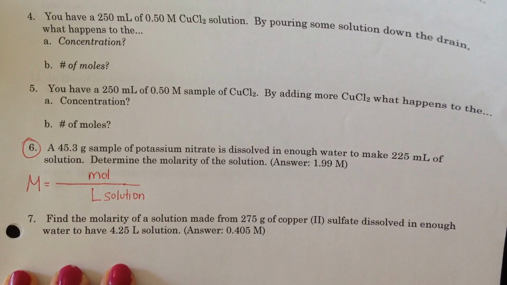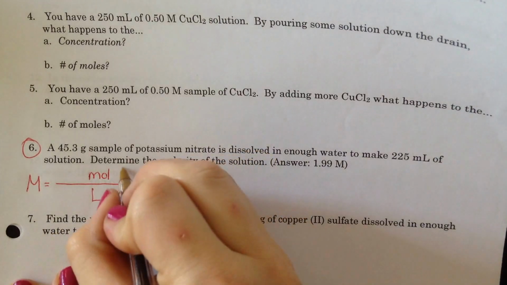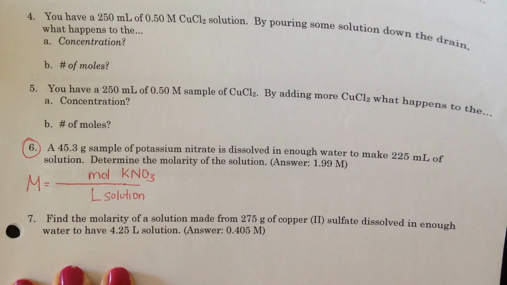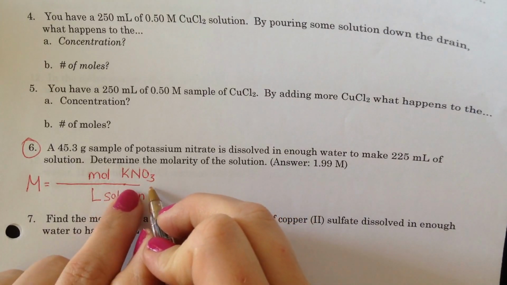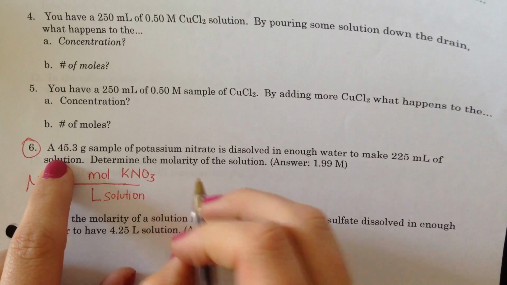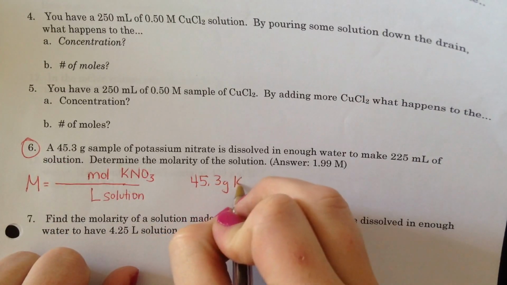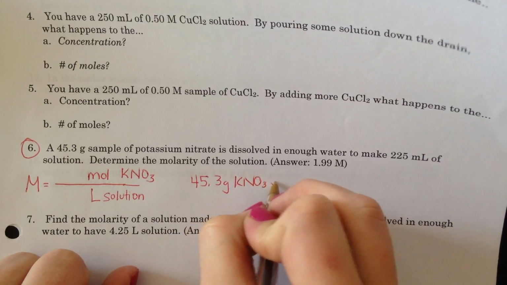So to figure out the molarity of the solution, we need to figure out how many moles of potassium nitrate we have and divide it by the total liters of solution. So let's figure out how many moles of potassium nitrate we have. They told us that we have 45.3 grams, and we want to convert that to moles.